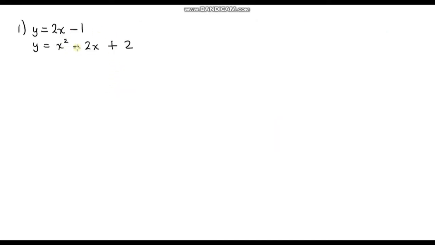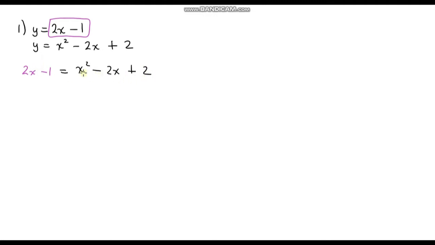So with all simultaneous equations that involve quadratics, we use substitution. So I can see here that y is equal to 2x minus 1. So we can substitute this value for y into our second expression. So instead of writing y, I can write 2x minus 1. And then that is obviously equal to x squared minus 2x plus 2.